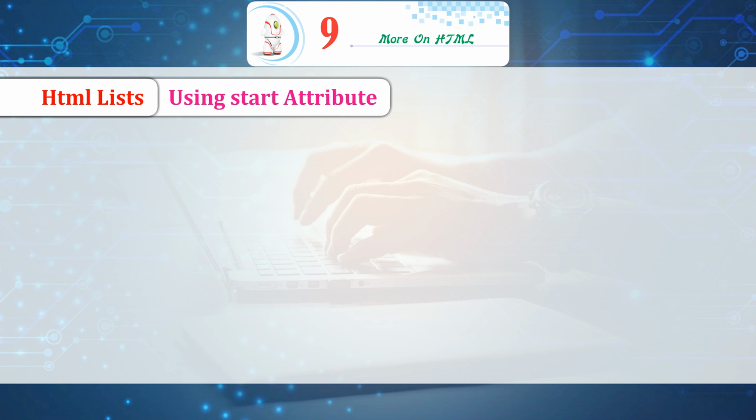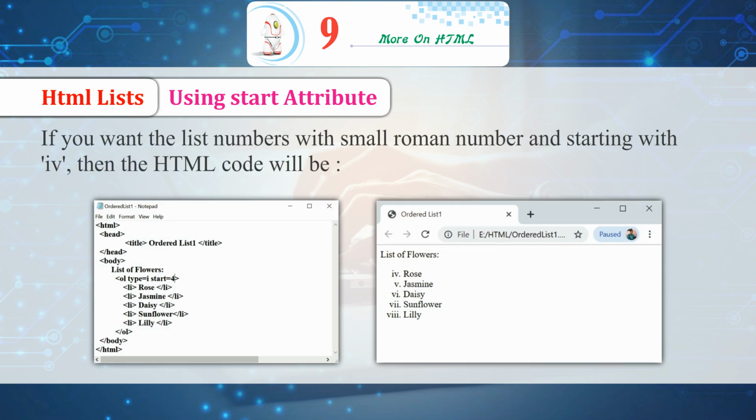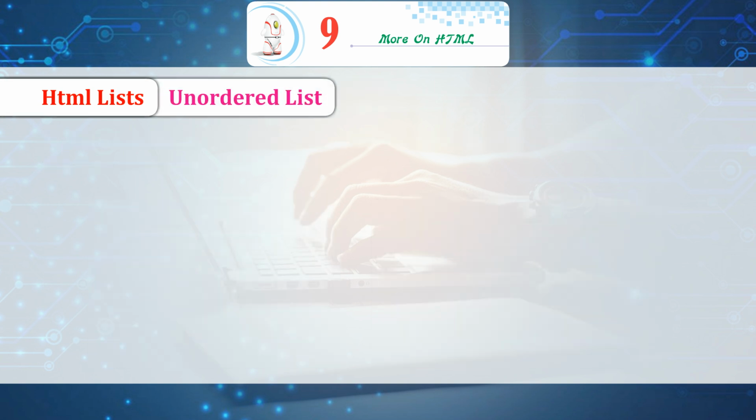Using the start attribute. If you want the list numbers with small Roman numbers and starting with IV or 4, then the HTML code will be as follows.